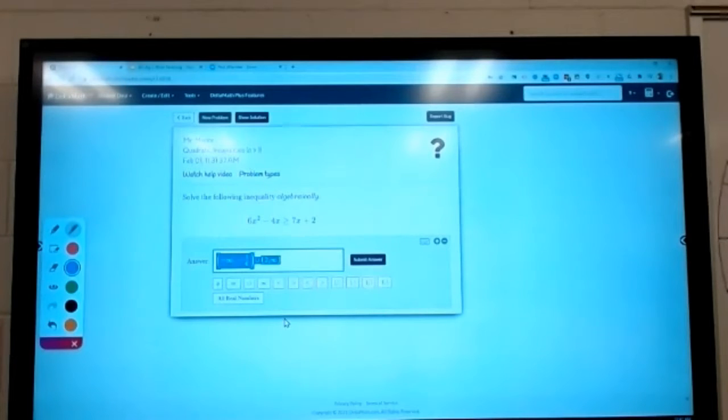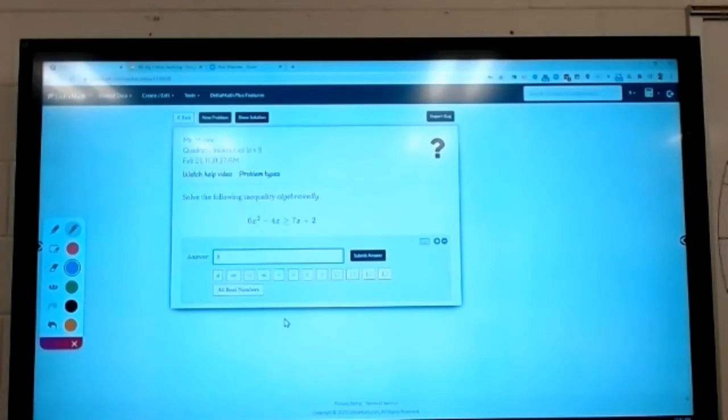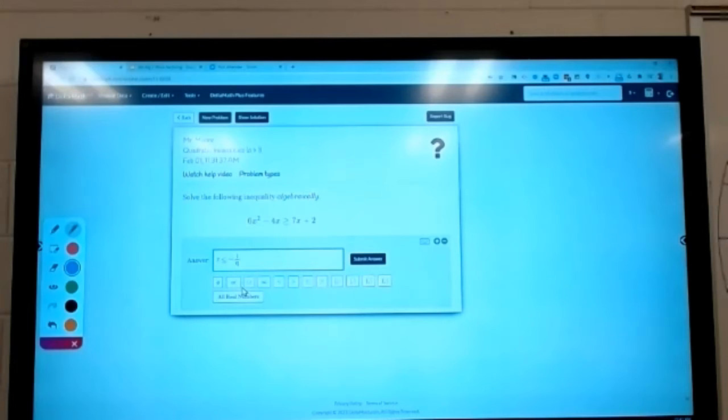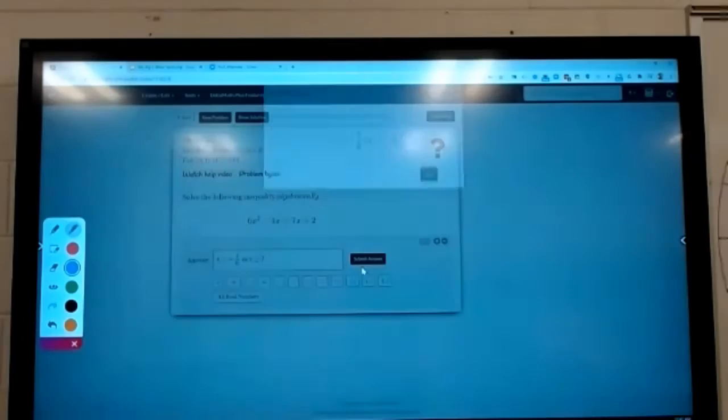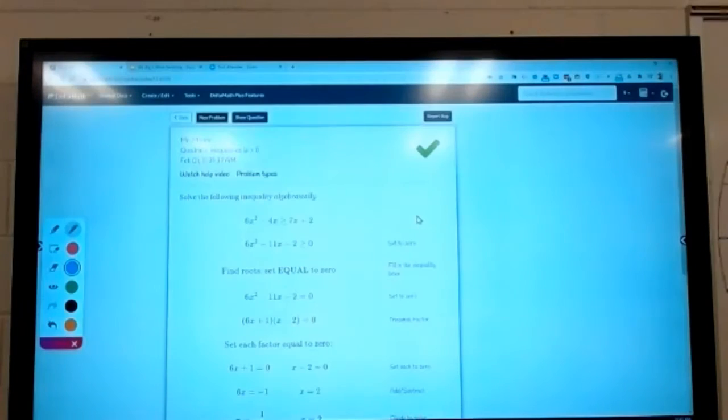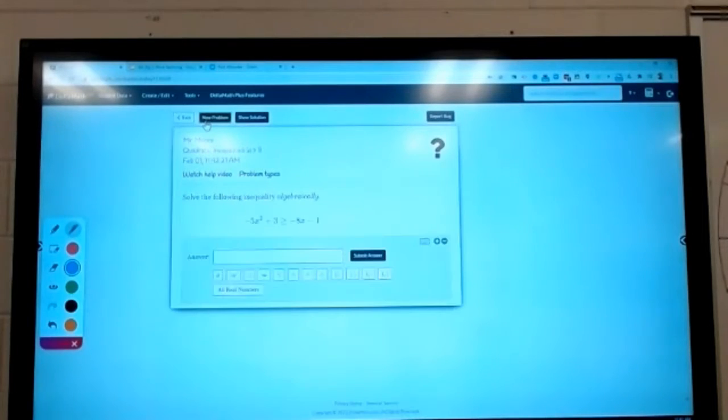Oh, because I'm on my teacher. So could I say x is, if I want this way, what is it? Less than or equal to negative 1/6. Does everybody agree? Or x is what? Greater than or equal to 2. Does everybody agree with that? Does that help? Yeah. Or would you like to do another one? I think we're going to do another one.